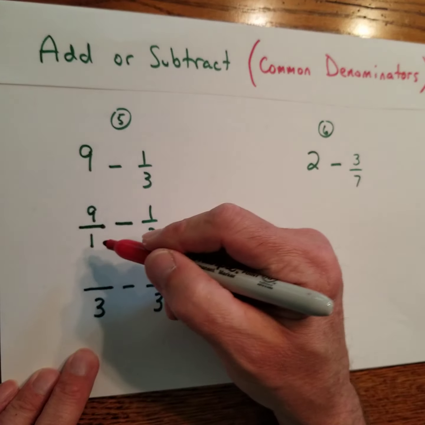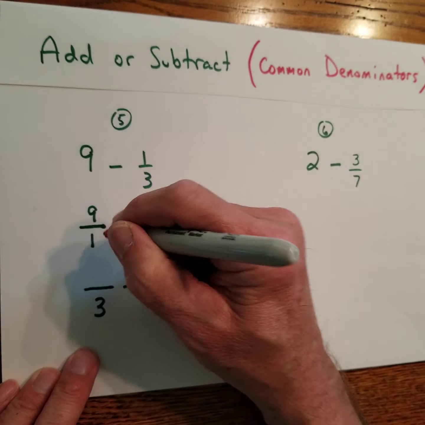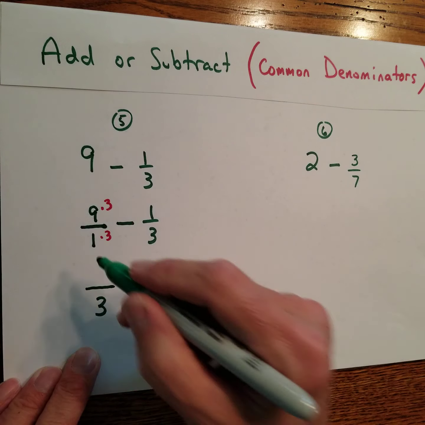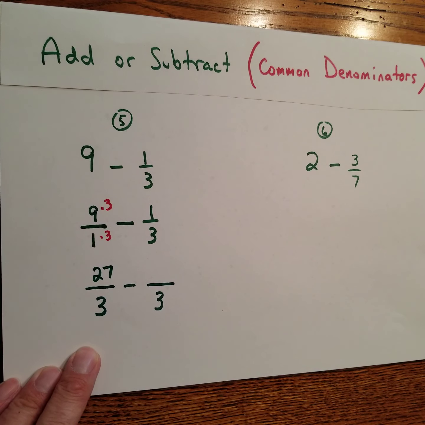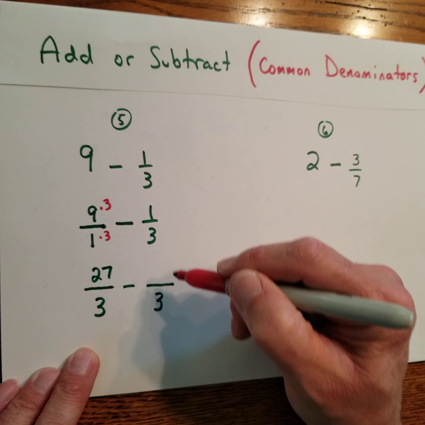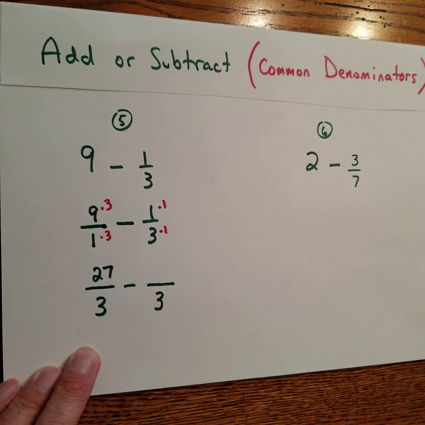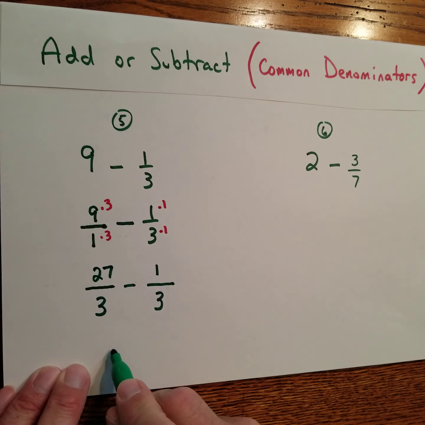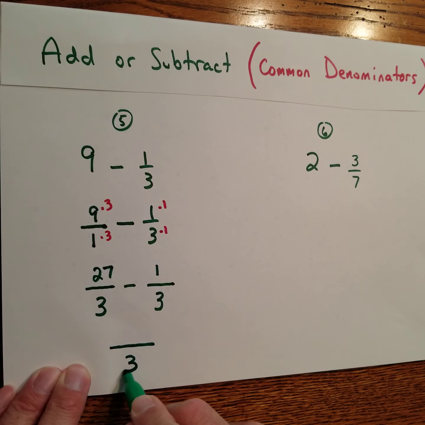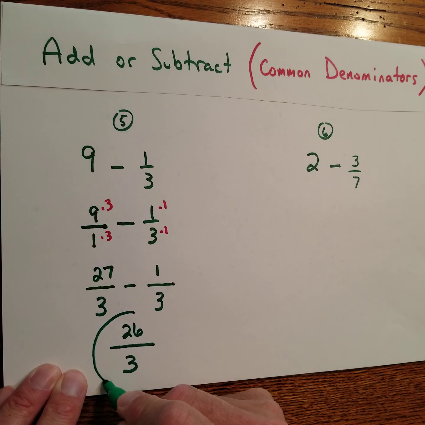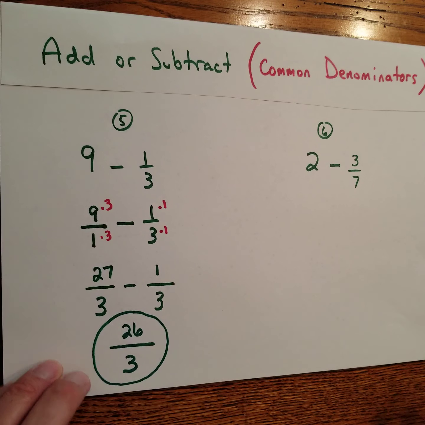For the numerators, what do you multiply times 1 to get 3? And what do you multiply times a number to get itself? Now keep that common denominator and subtract the numerators. 27 minus 1, that's 26 over 3. Beautiful. Let's try that again.